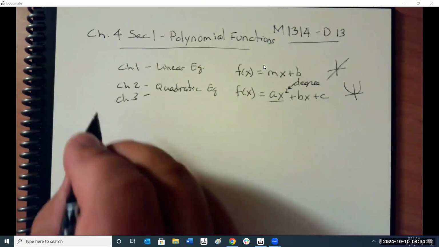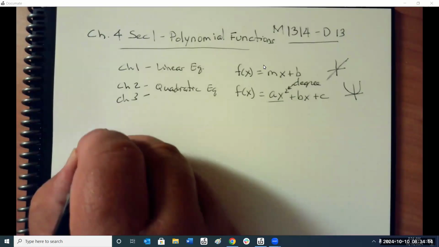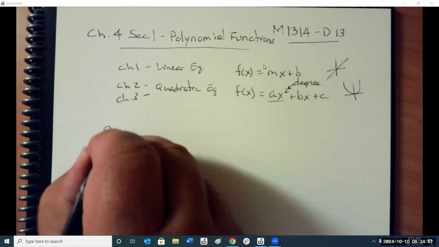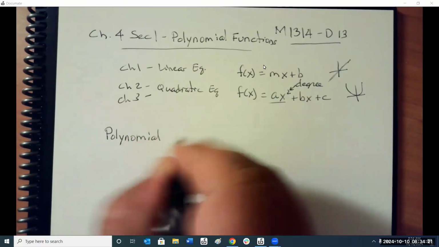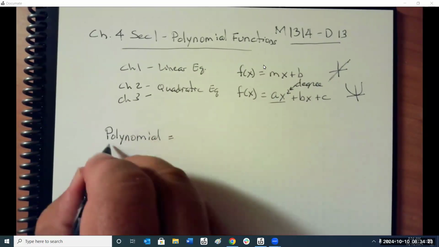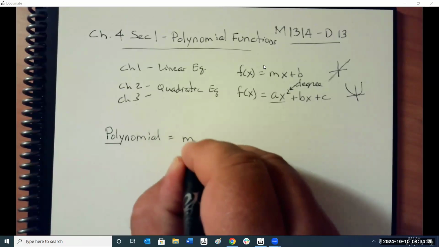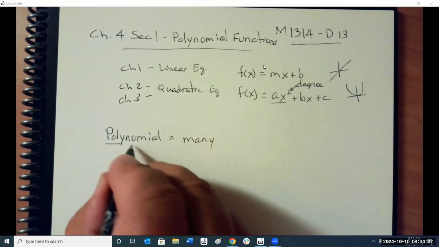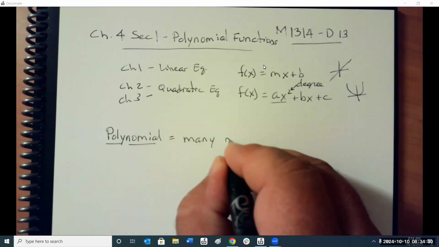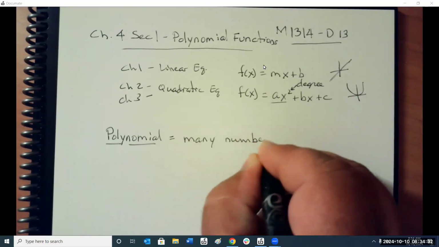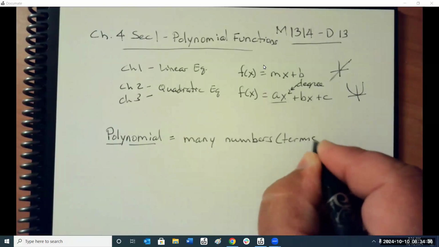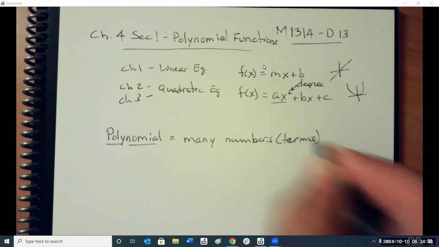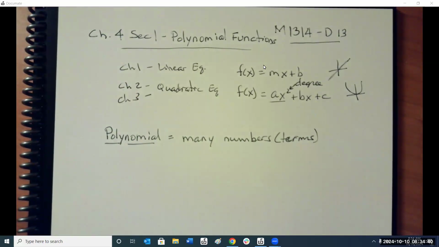But now in chapter 4, a polynomial equation. Poly means many. Nomial means numbers or terms. Polynomial simply means it has many terms.